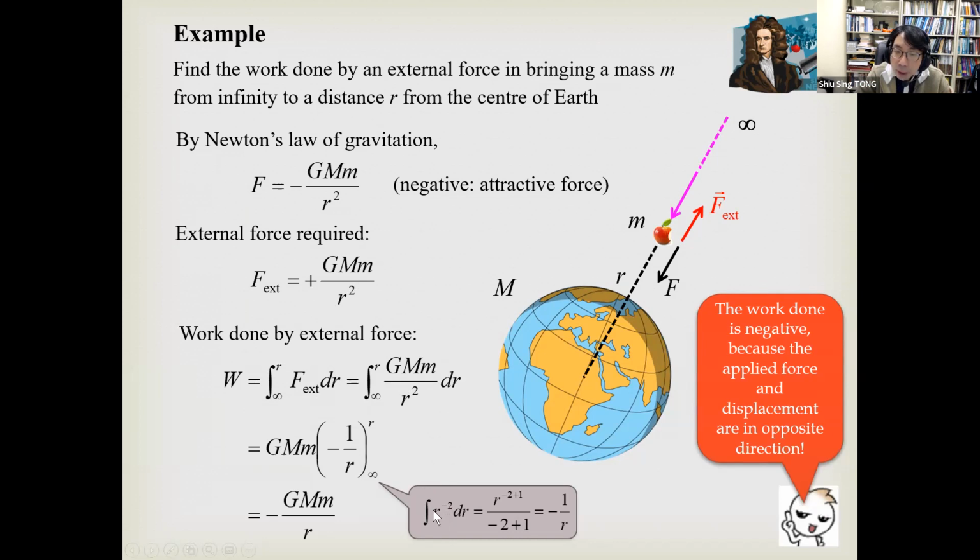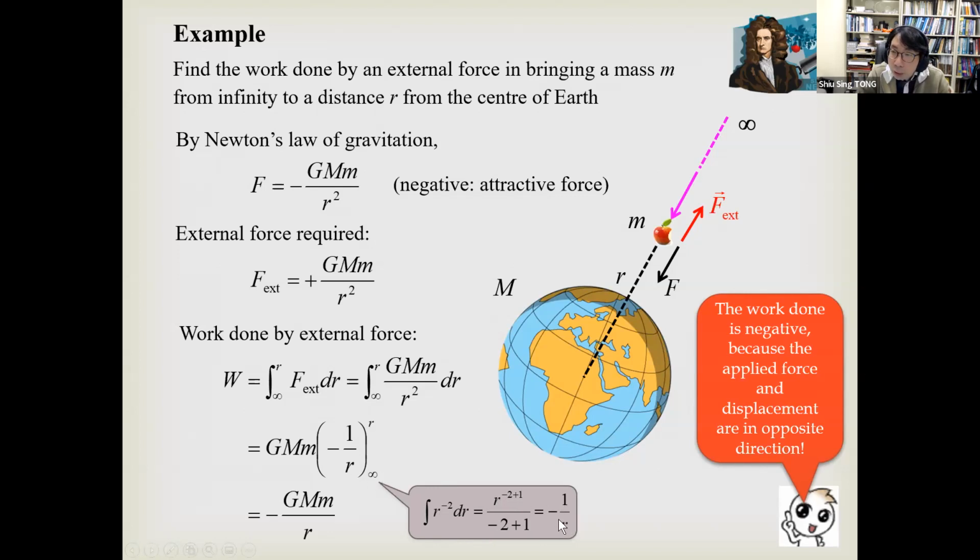Okay, when we integrate r to the power minus 2, the standard formula tells me that the result is r to the power minus 2 plus 1 divided by minus 2 plus 1. The power increased by 1, right? And the denominator here is the power, also the power plus 1. So we get minus 1 over r.